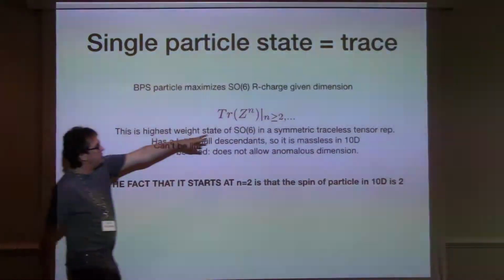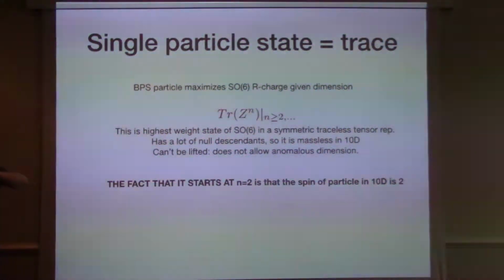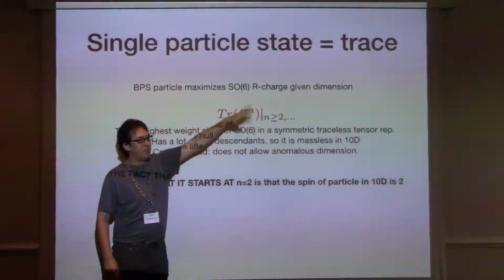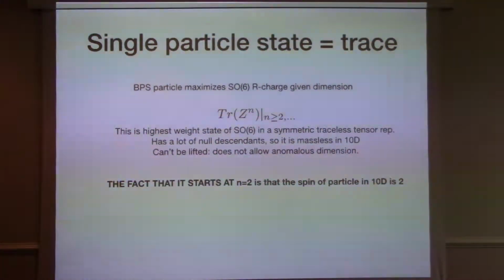And this starts at n equal to 2 or higher. This is the difference between U(N) versus SU(N), and for a lot of things, it's actually SU(N) that is the right one. So this is the highest weight state of an SO(6) representation. This is the symmetric traceless representation. And then it has a lot of null descendants. So that's what BPS means, it actually has a lot of null descendants. So it has to be massless in 10 dimensions.